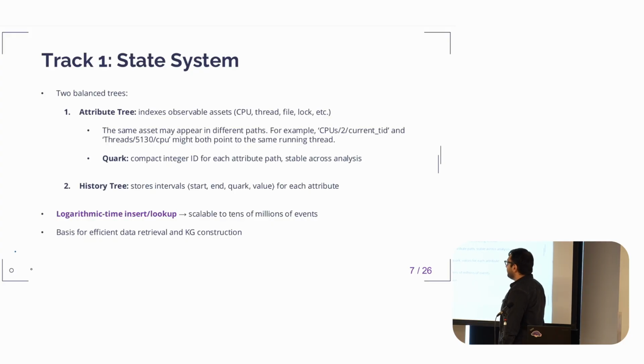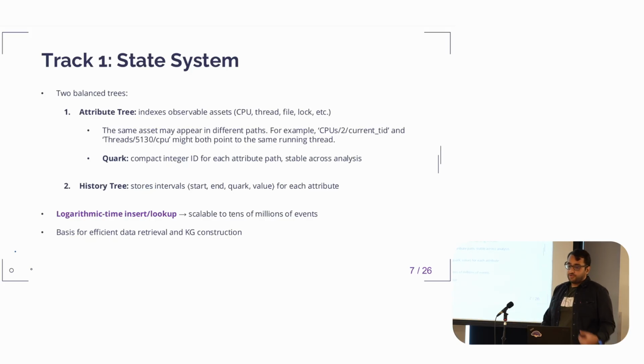Then we also have a history tree, which basically keeps the value for these quarks for every start and end time. So using these 2 trees, it can keep track of every system attribute over time. And it is efficient. We can look up the data in logarithmic time. And this is why we are using it in TAAF to handle the temporal aspect of trace data.